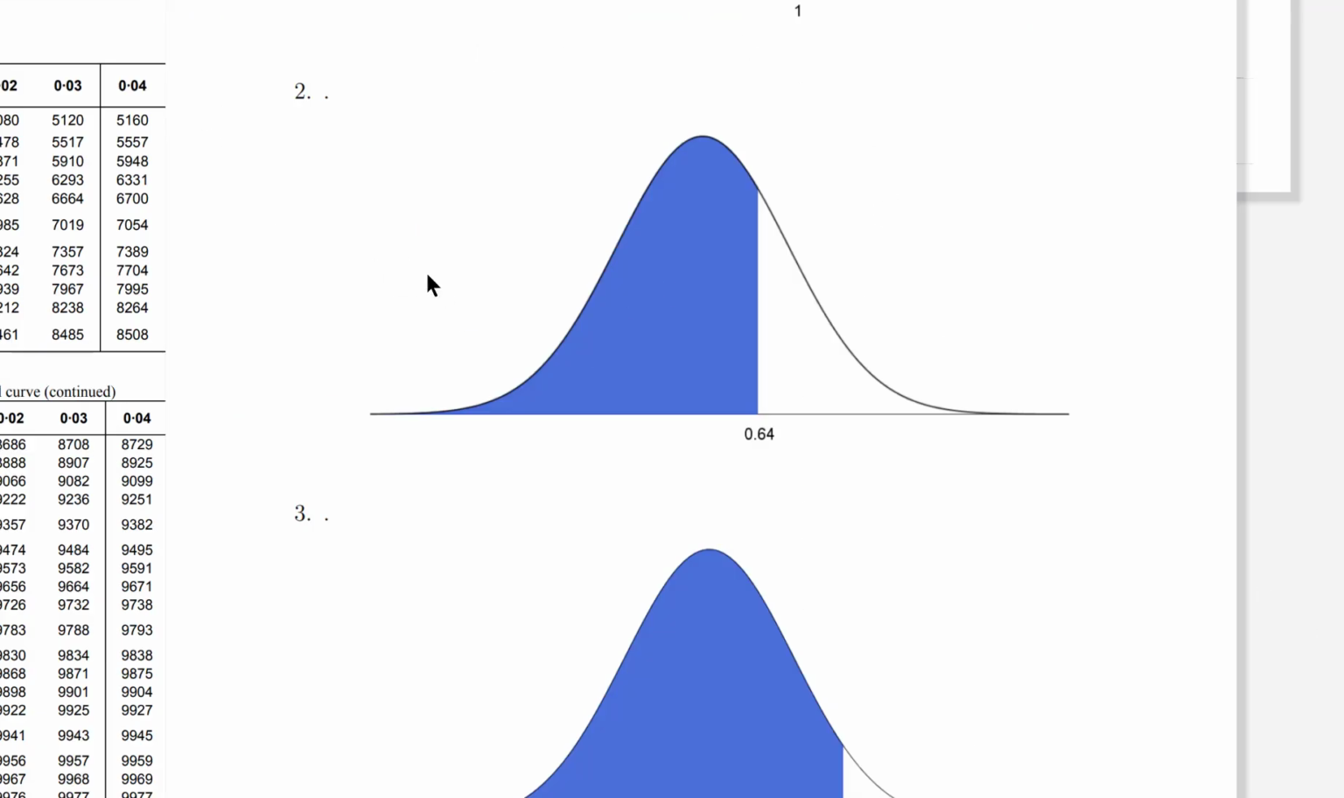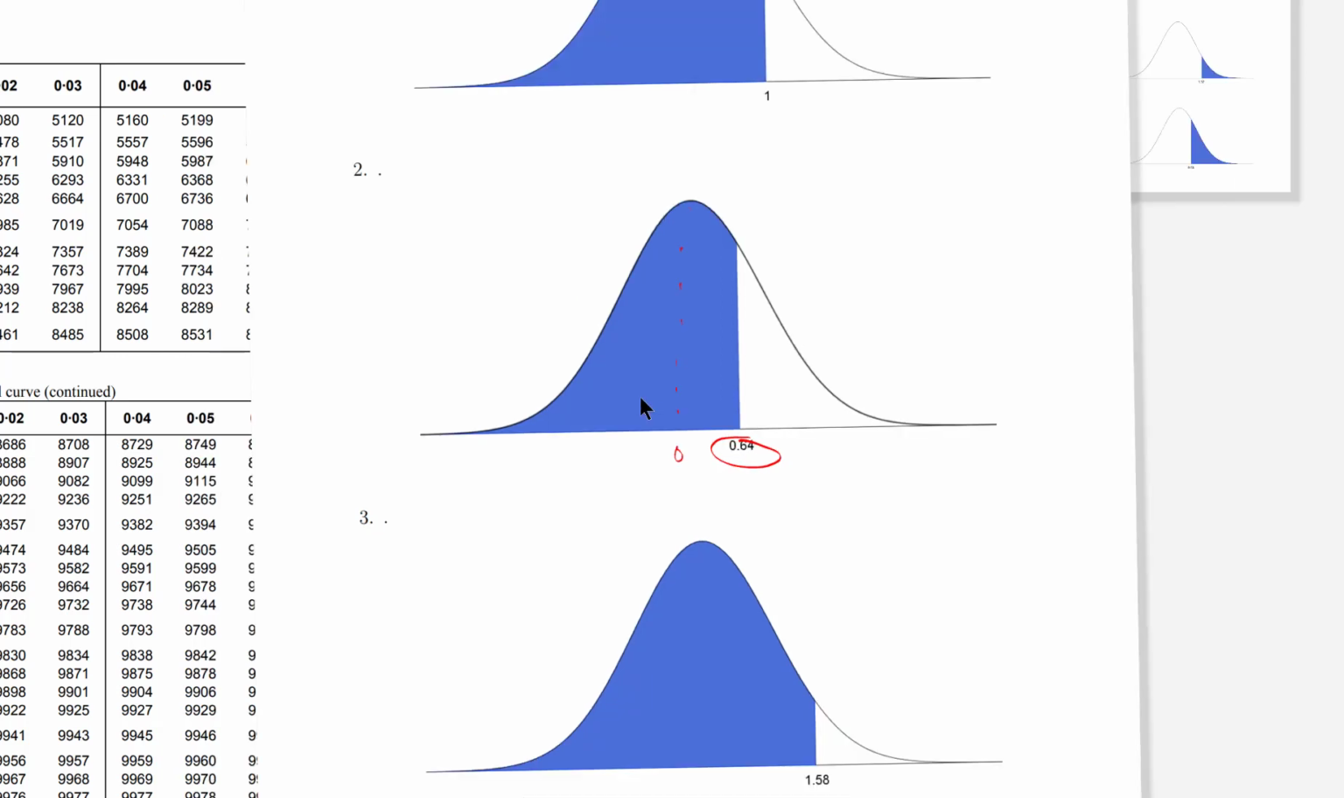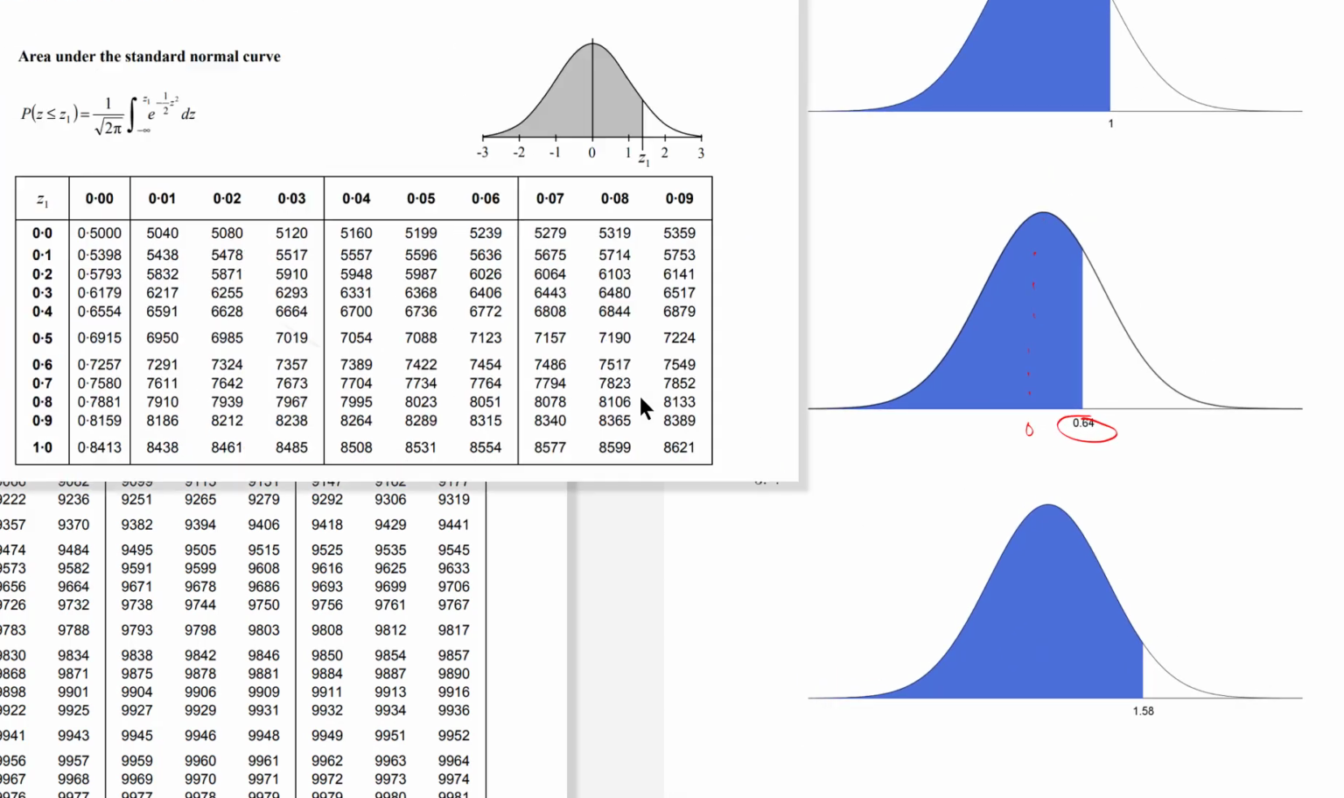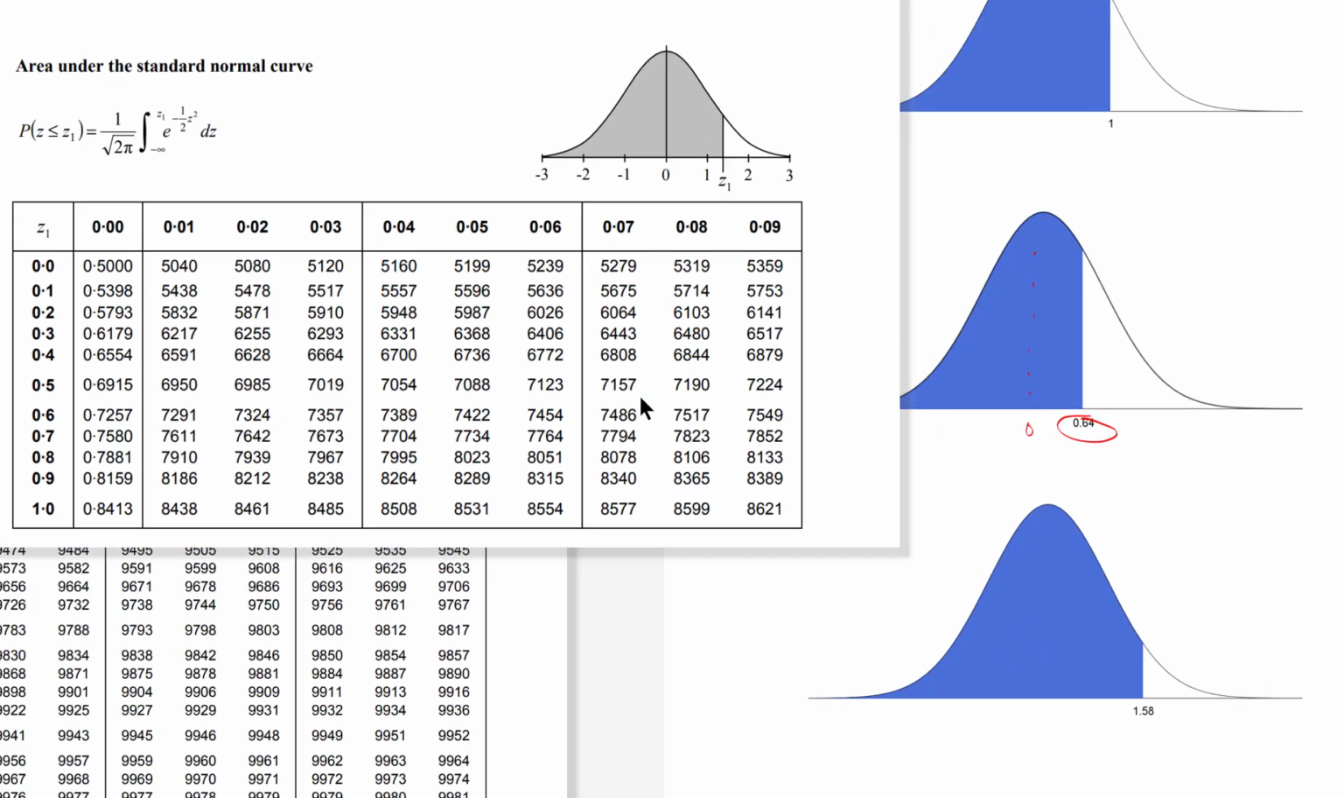Let's say this question 2 here. I want to find this area, the blue area. The Z value is 0.64 and I want to find the area underneath the curve up until the Z value of 0.64. Remember that 0 is in the middle, so this is to the right of 0. Obviously 0.64 is above 0. That's exactly how the tables work, and that's going to be very easy. Just take your tables and look up the Z value of 0.64. So I go to 0.6, then across to 4, and there's my value.